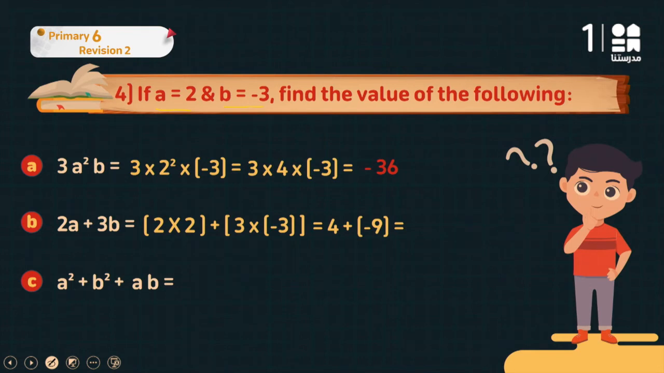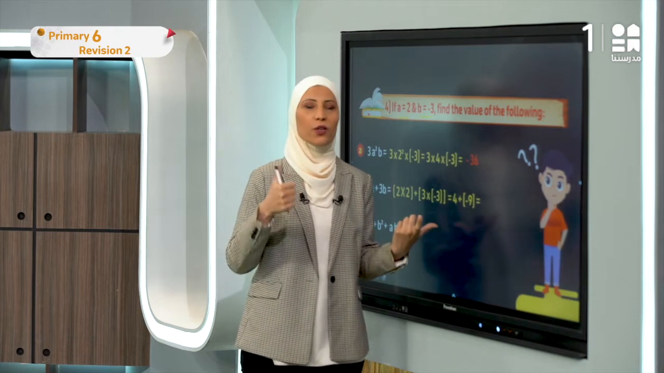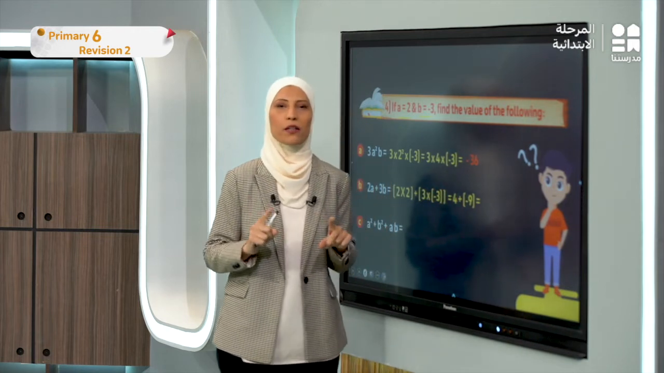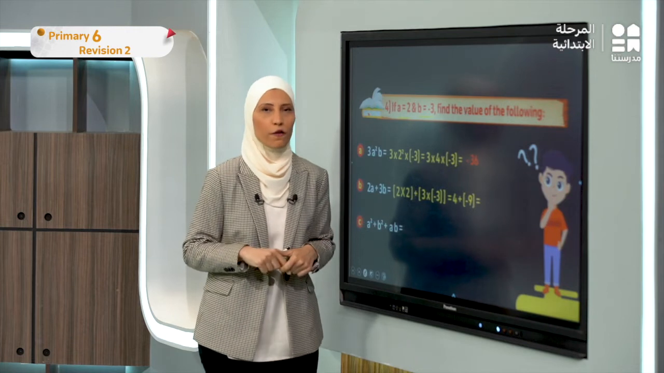Let's review the rule of plus and minus. Different signs: look at the biggest absolute value. The biggest absolute value is 9. Its sign is minus. So the answer is supposed to be negative. And I will subtract. 9 minus 4 equals 5.